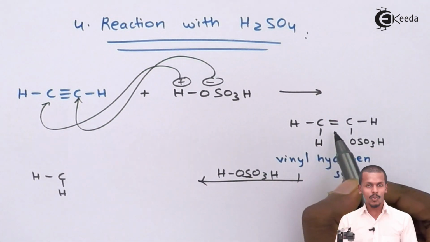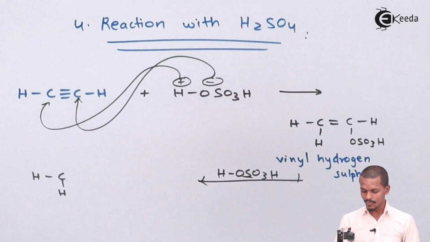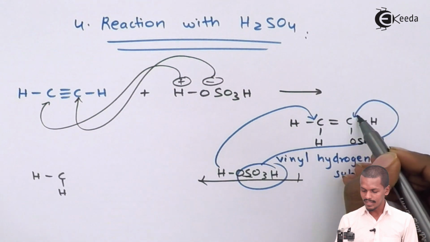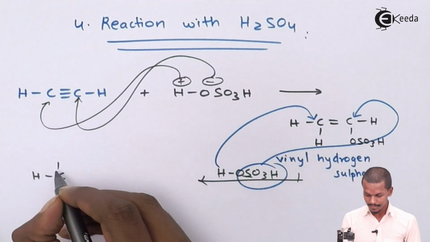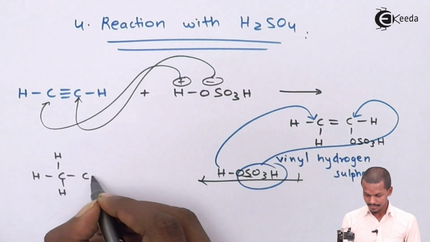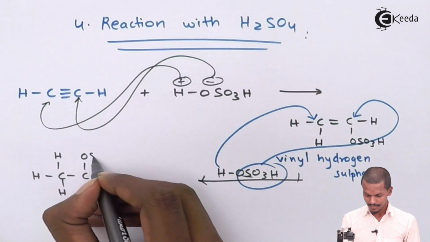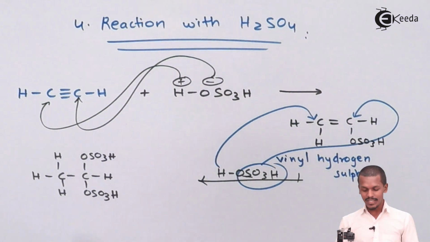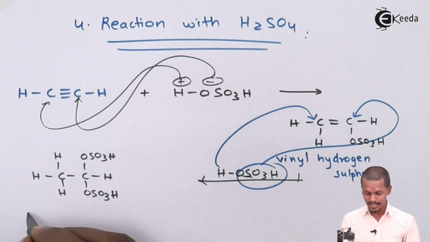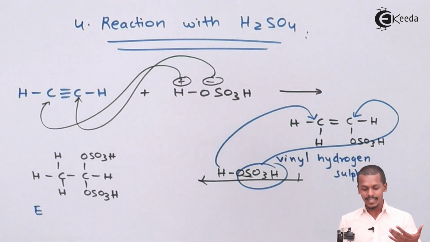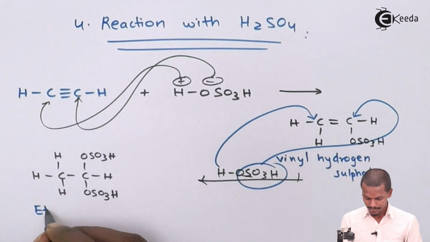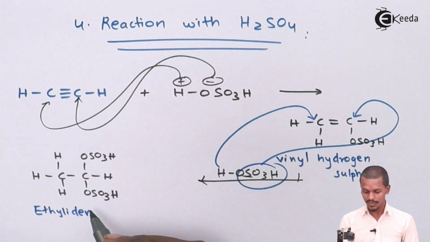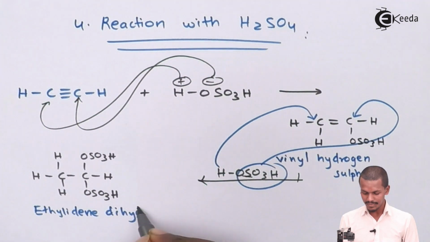and here the double bond will be converted into a single bond. So this H will attack this carbon, while the rest of the portion will attack this carbon atom, resulting in the formation of the molecule. It is named after ethyne, from which it was formed, so the name of this would be ethylidene, and because dihydrogen sulfate is present here, ethylidene dihydrogen sulfate.